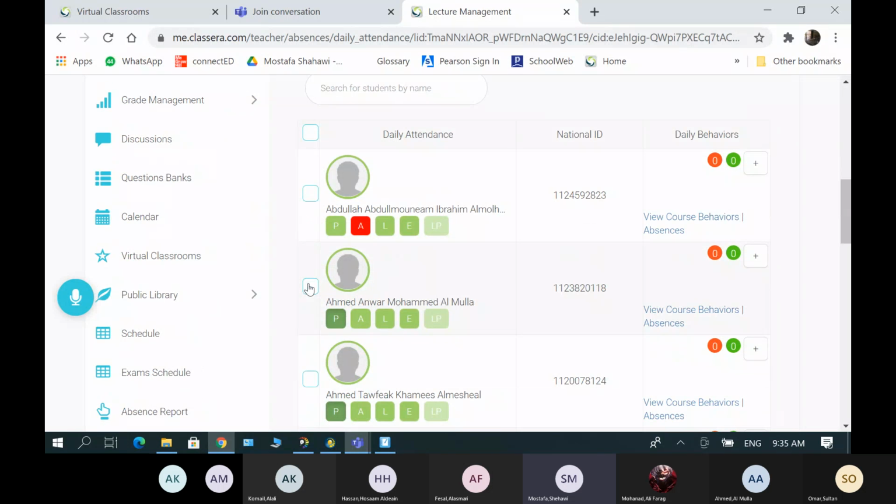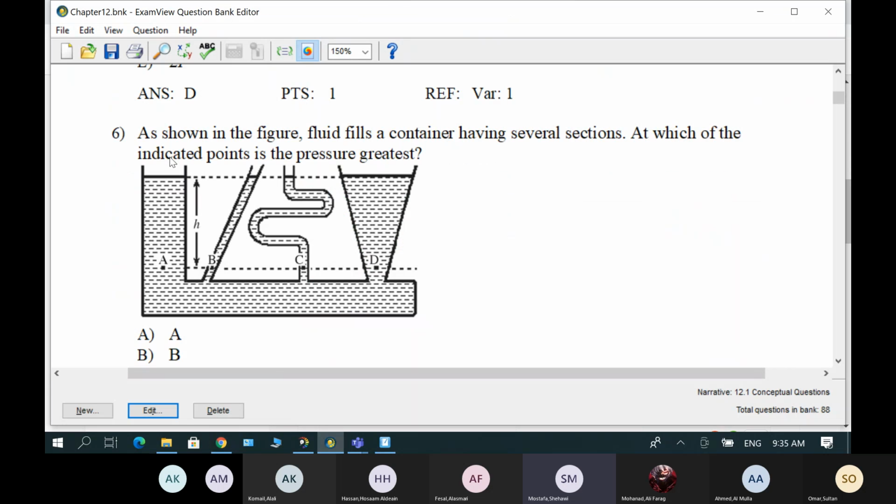Let's start from the beginning. I will show those who don't have a mic the problem, Ahmed al-Mullah, and you will solve it and send the answer in the chat area. I will read it and you will solve it and send the answer.